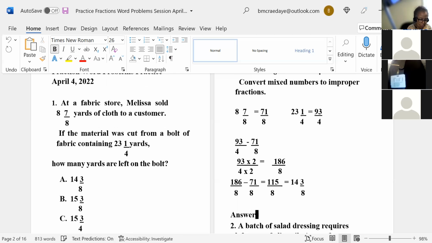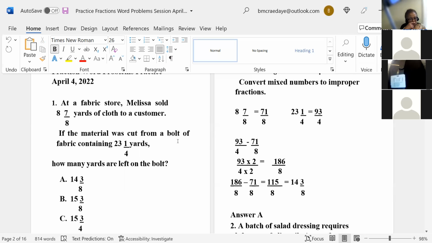Very good, Maureen. What you said was exactly what we were supposed to do. Subtract the number of yards she sold to the customer from the number of yards on the boat. And then once you set that up, you had to get them over the same denominator, right? The easiest way to do that, now there's another way to do it, but I think this is easier. I mean, you could have converted this to eighths, but then you'd have to take 1 from the 23 as 8/8 and add that to this.